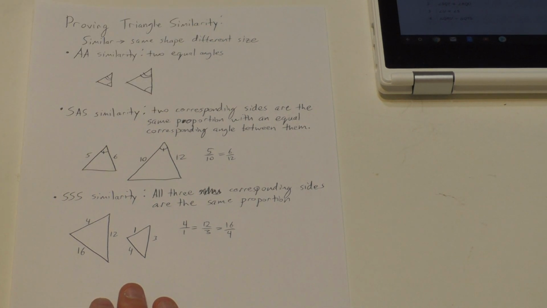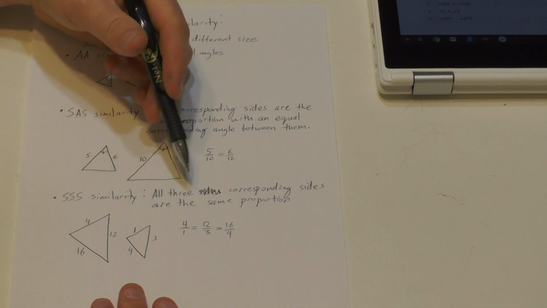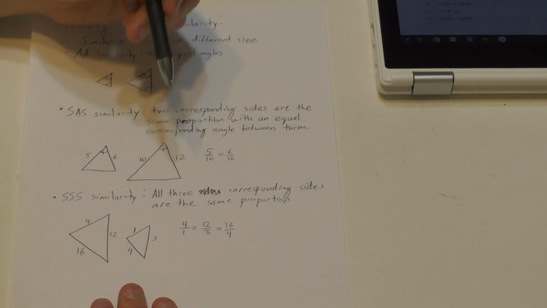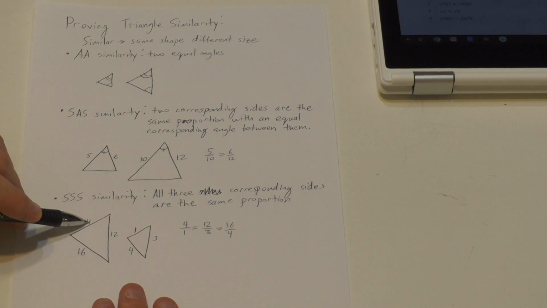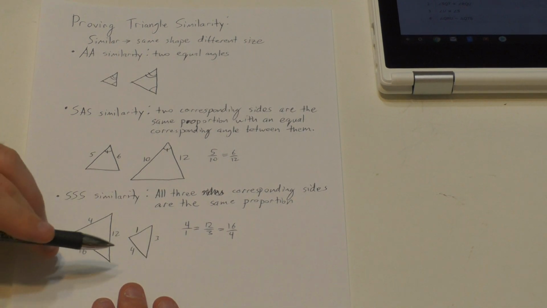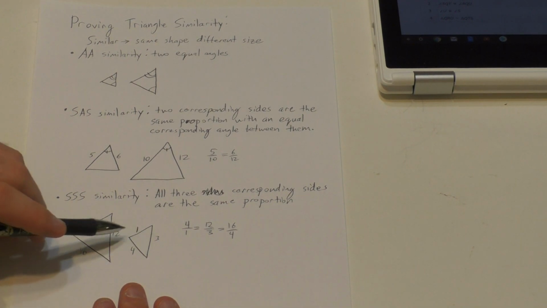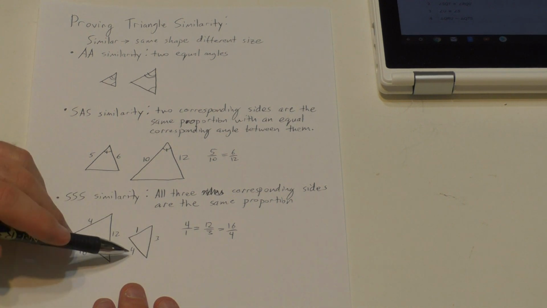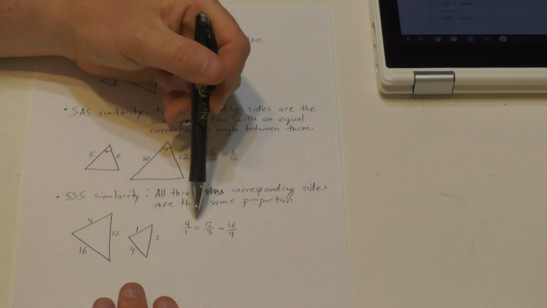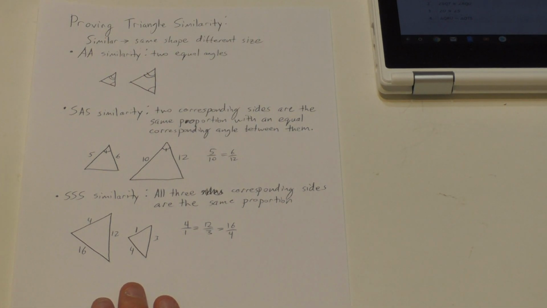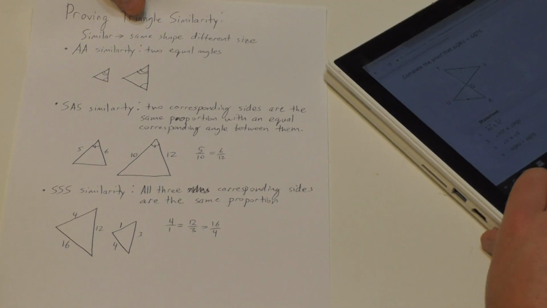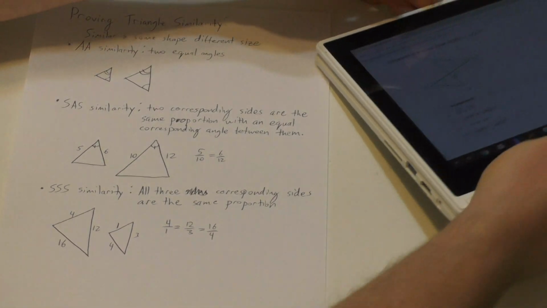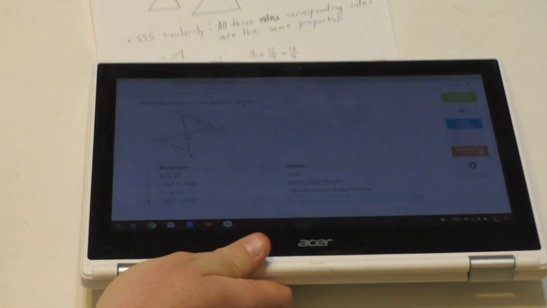Now the final similarity is SSS similarity. Again, it doesn't mean all three sides are equal. It means all three corresponding sides have the same proportion. So if I look here, I have 1 corresponding to 4 here. So 4 over 1 is the same as 3 corresponding to 12, so 12 over 3, and 16 corresponding to 4. Well, all three of those are equal because they all equal 4. So those are some postulates and theorems that we're going to use when we are proving triangle similarity. Now let's look at a few examples here.